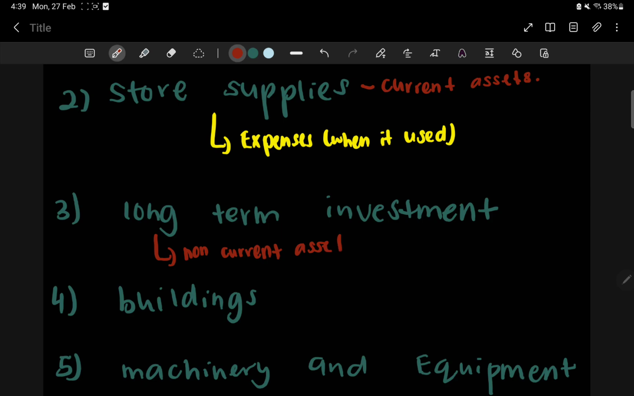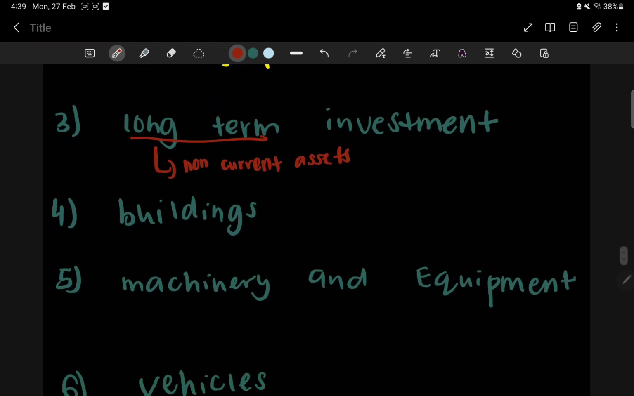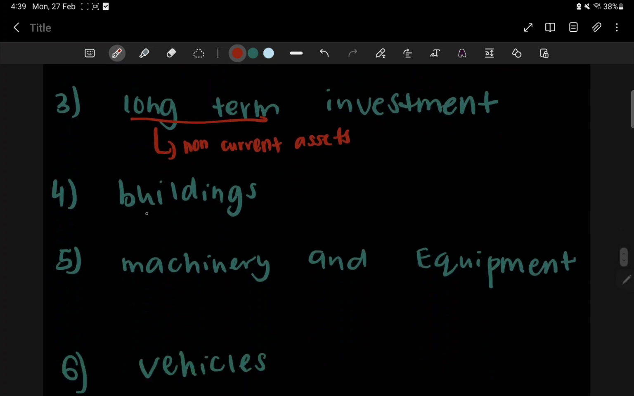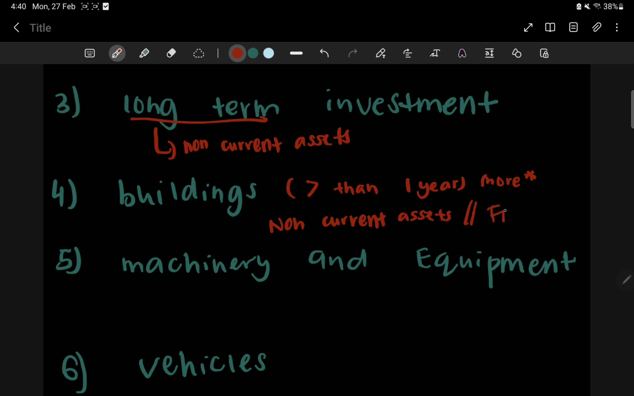Okay, why? First, it's about investment. It's not like they owe something. So that's why we say it's also long term. That's why I say non-current asset. How about the buildings? The building is actually for more than a year. If it's more than 1 year, then we are going to tell that as non-current asset, or we can also say it is a fixed asset.